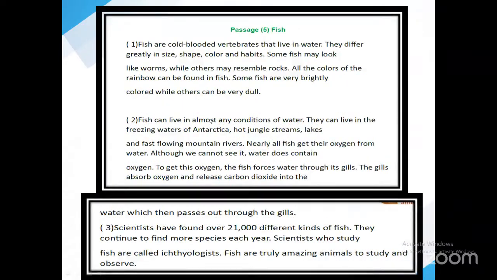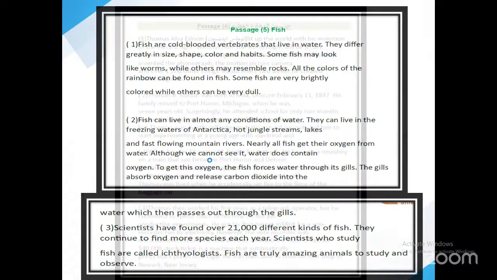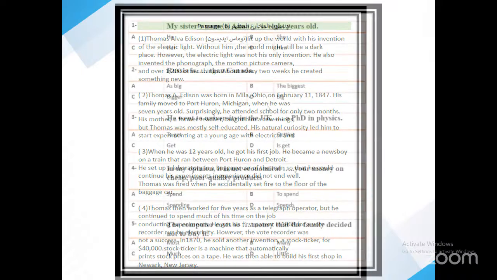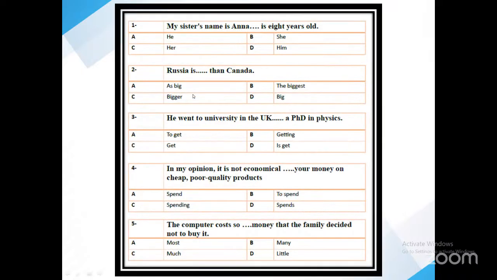This is a second passage. It will be about fish. Also, look here, and I can show you the question. Another passage about Thomas Edison, who is the inventor of the electric bulb. Okay, in this part, this is the form of how to show the grammatical choice.